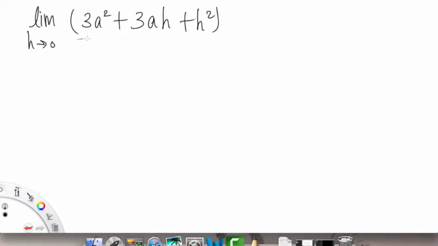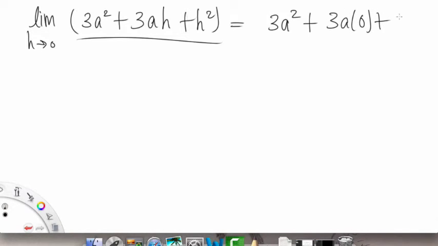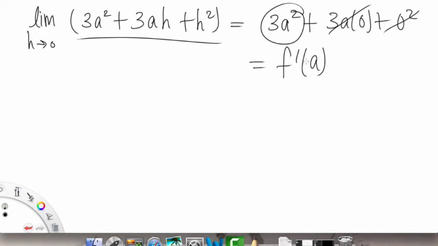Okay, so at this point, we can actually just plug in h equals 0 for the h spot, because we know this function here is continuous at h equals 0. So this is going to be 3a squared plus 3a times 0 plus 0 squared. So these terms go away, they go to 0, and we're left with 3a squared as our f prime of a. Okay, so I'll rewrite it like that.